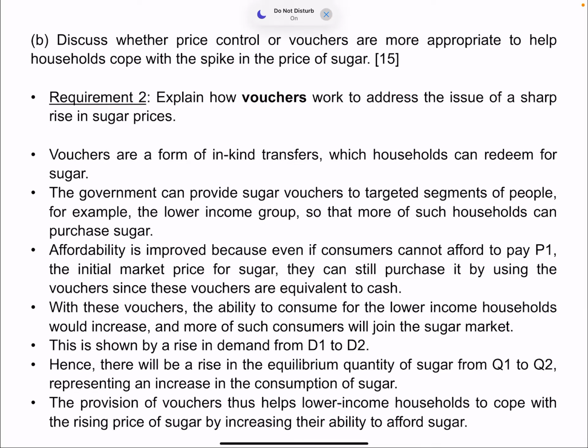Okay, so now we go into requirement 2, which the question has sort of cornered us. Right, so they never tell us you can use two of any policies of your choice. They actually said, hey, can you please use vouchers? Right, okay, so fine, we explain how vouchers help people cope with the spike in the price of sugar.